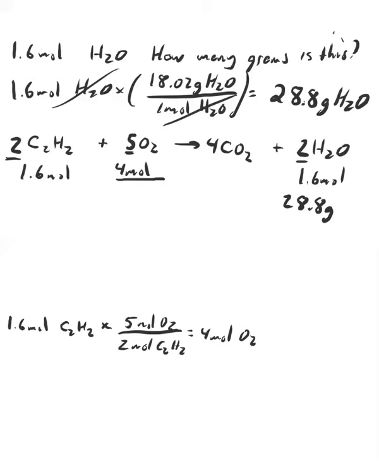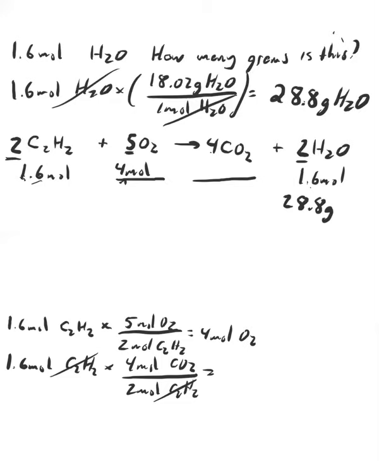Then you could ask, how many moles of CO2 are you going to get out of this reaction? We already figured out the moles of water, but how many moles of carbon dioxide? Well, same idea. Now you have a choice. You could actually use any of the ones that you have. You could use the 1.6 or the 4 or the 1.6, any of them. I'll use the 1.6 for acetylene just to be consistent. 1.6 moles of acetylene, you multiply that by the one you want, which is CO2. CO2 is a 4. And then C2H2 is a 2. So there you go. That's going to give you 3.2.